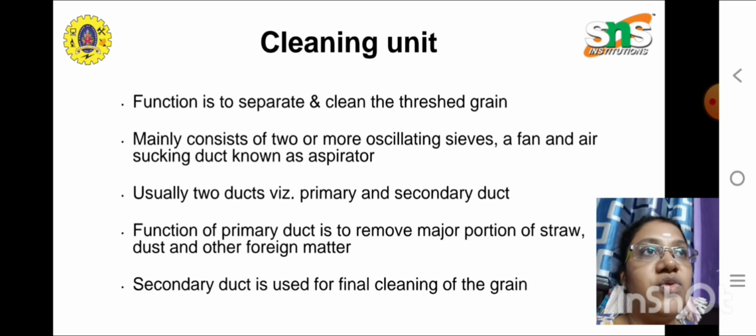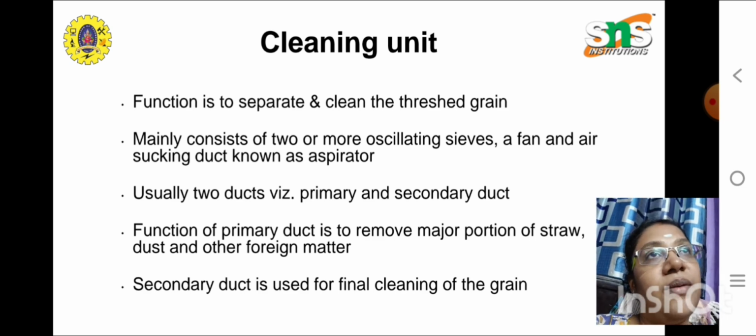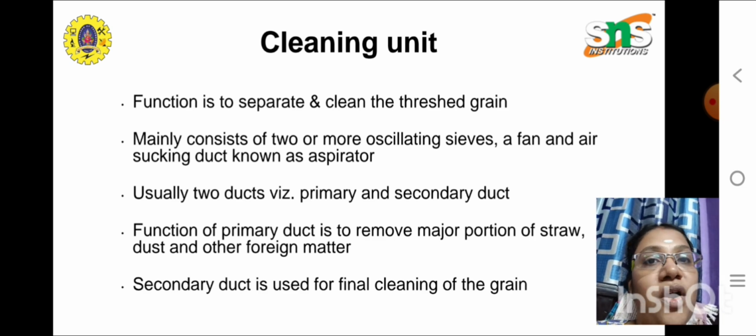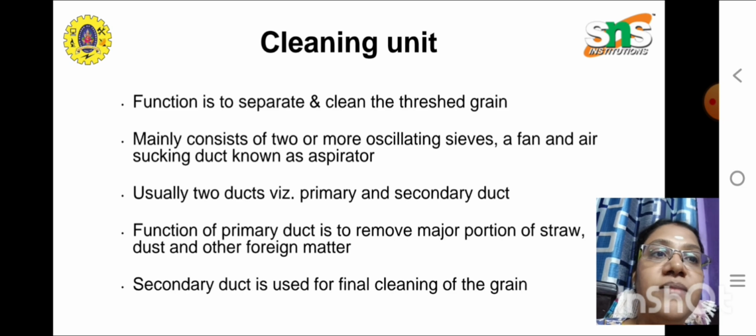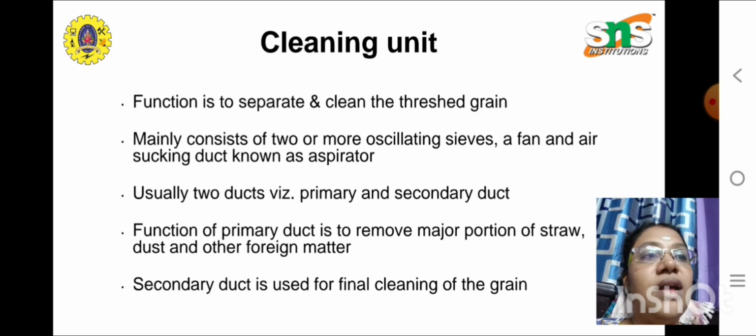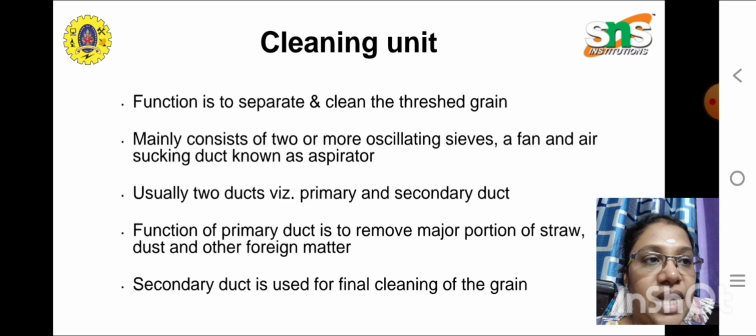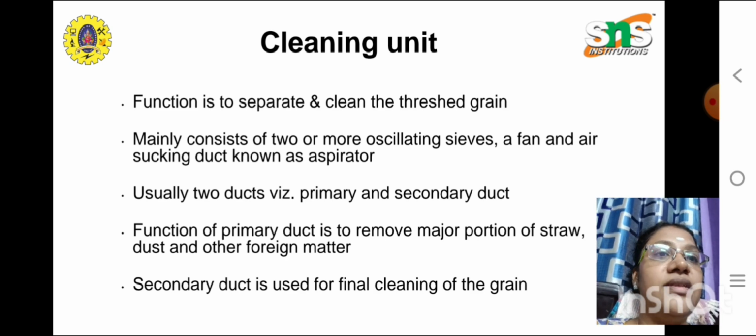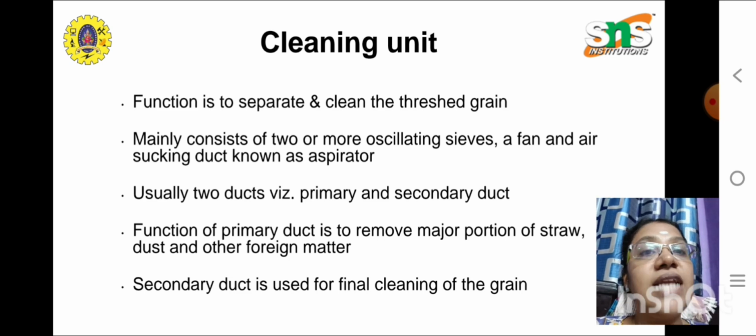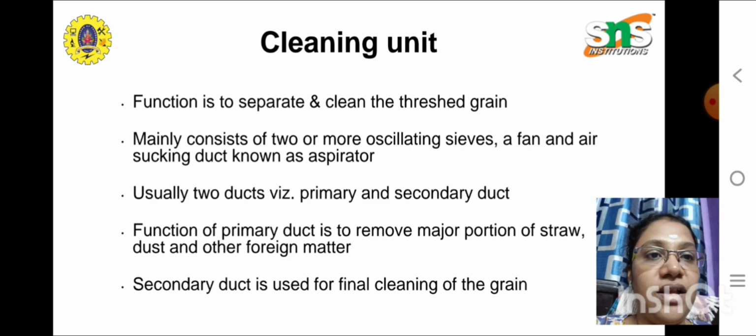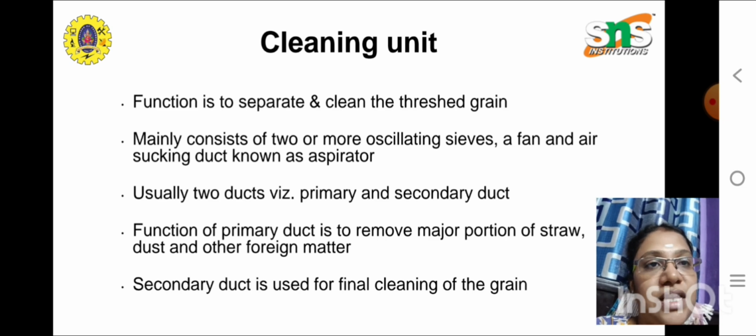When we come to threshing, by using a few more technologies, they have fabricated the threshing unit along with the cleaning unit attached to it. The cleaning unit's role is to separate and clean the threshed grain. It mainly consists of 2 or more oscillating sieves, a fan, and an air sucking duct known as an aspirator.